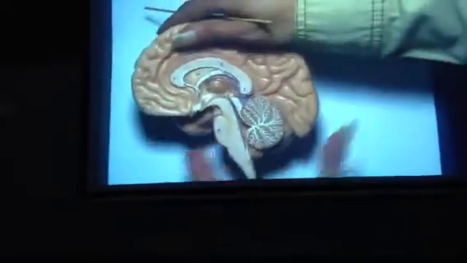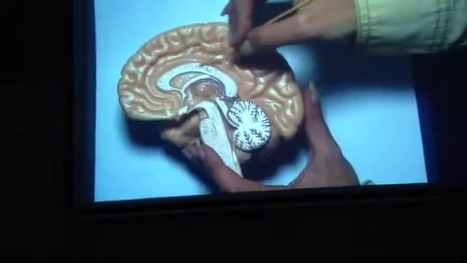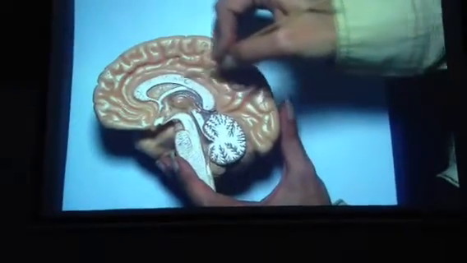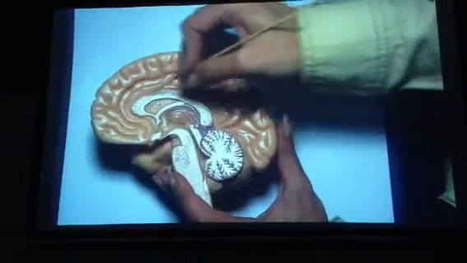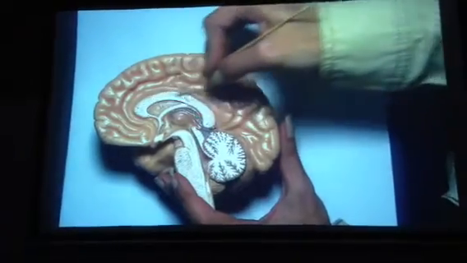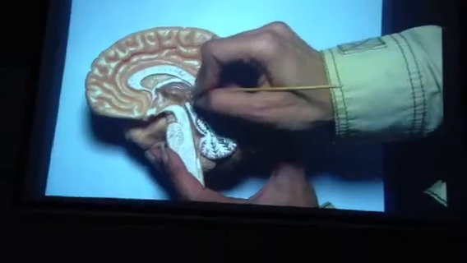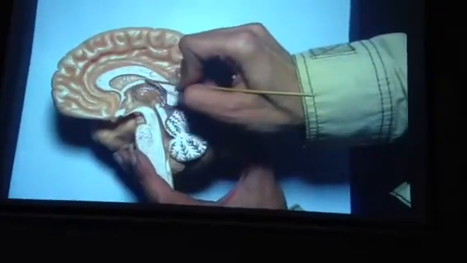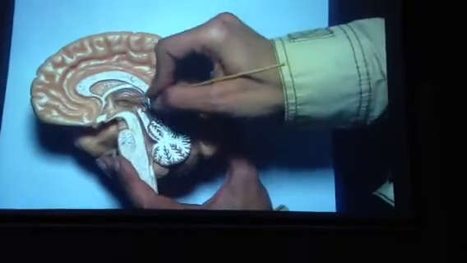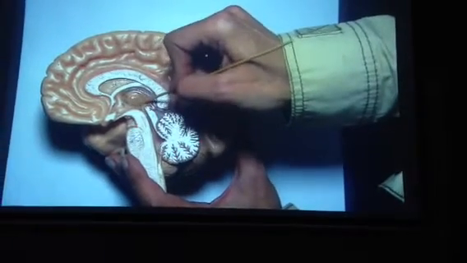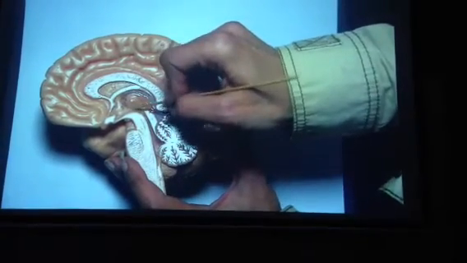Now let's look on the inside. Do you see this band of tissue here? Corpus callosum. Just under that, you have the fornix. Now, do you see this indentation here? Yes?